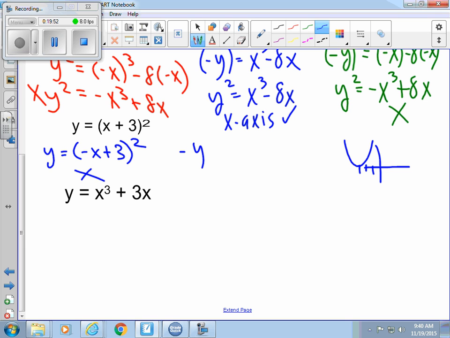Looking at a negative y. Is that the same as the original? You notice I'm showing a little less work as I go because I'm kind of getting the hang of it a little bit. You know, what's the big thing that gets rid of a negative? A square or a fourth power or something like that. So that's where those are going to go away quickly.